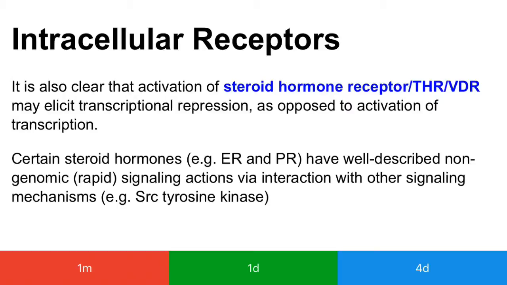Certain steroid hormones, e.g. ER and PR, estrogen receptor and progesterone receptor, have well-described non-genomic rapid signaling actions via interaction with other signaling mechanisms, like Src tyrosine kinases. So we know that at least some steroid hormones are tyrosine kinase associated. Some steroid hormones activate tyrosine kinase associated receptors. The body's sensitive to those steroid hormones because the catalytic receptors are present on the cell surface.